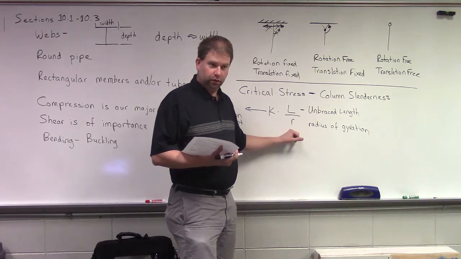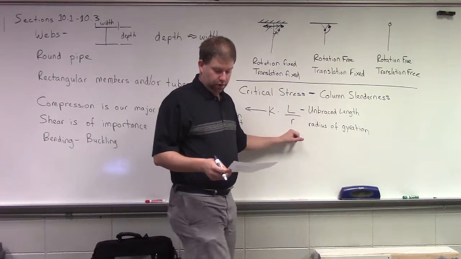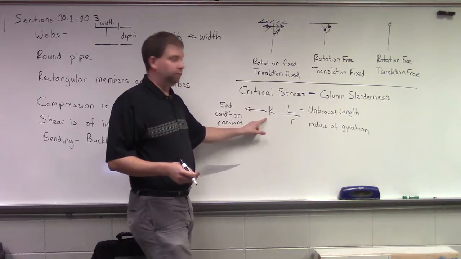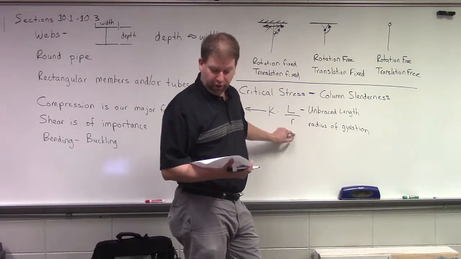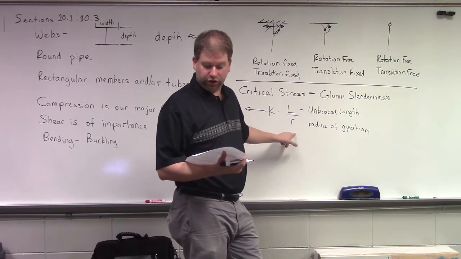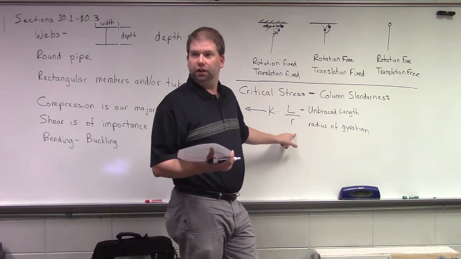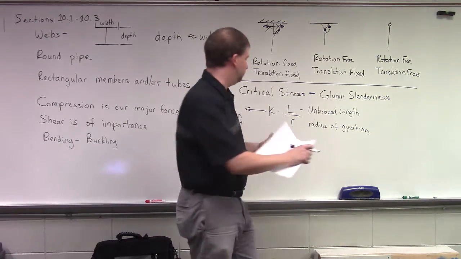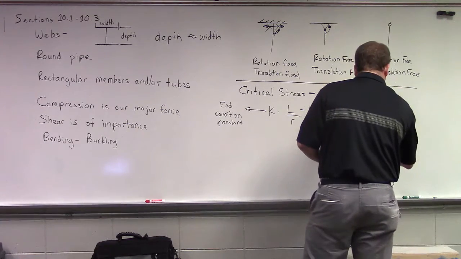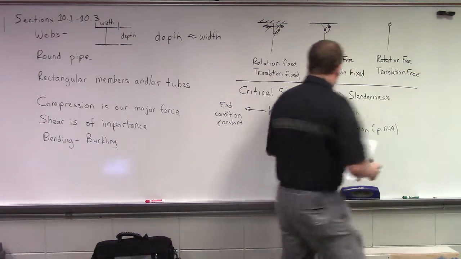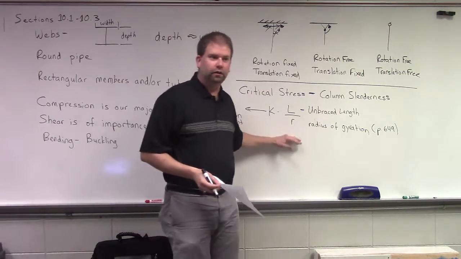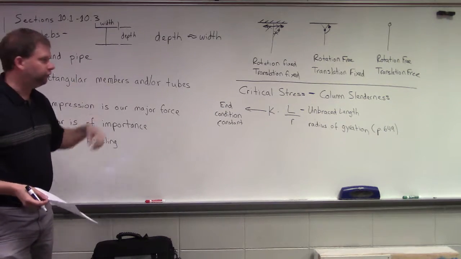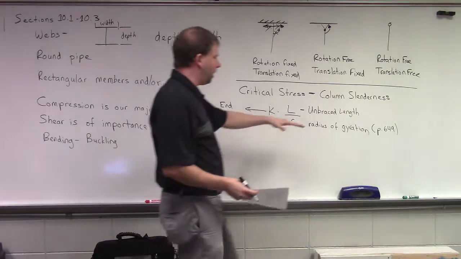Well, 10.3 gives you your K value. Your radius of gyration is going to come out of Appendix 8.5, which is tables of properties of sections. And under 8.5, the section where the steel begins is page 649. This is going to be dependent on the size of the steel. What about our unbraced length?